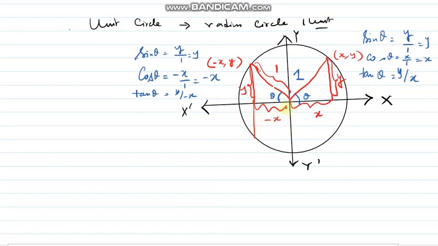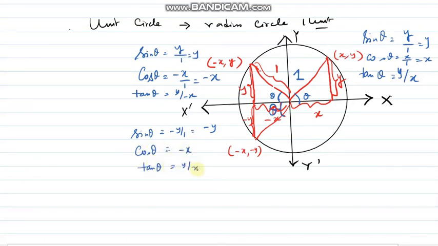The point will now become minus x comma minus y. So using a similar concept, the concept of congruency, I will find the angle theta. Now my sine theta will be minus y by 1, which is minus y. Cos theta will be minus x, and tan theta will be y divided by x. Right?